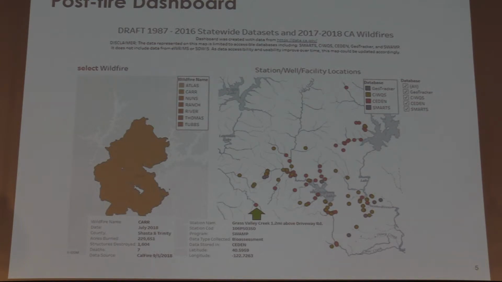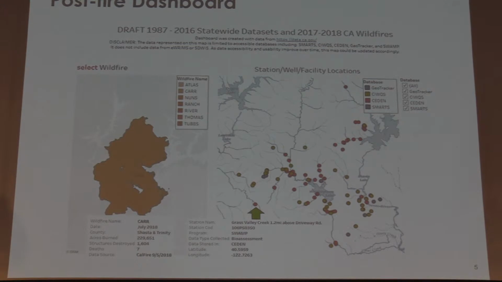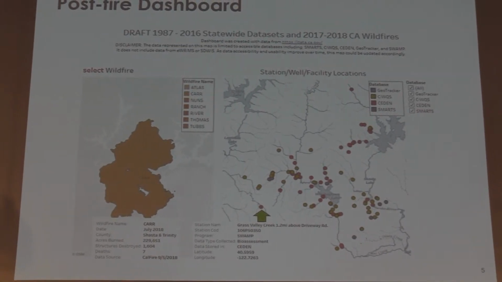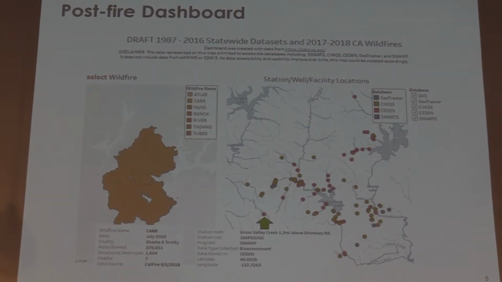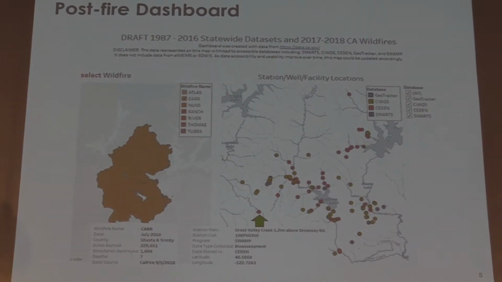The next visualization I'll go over is this post-fire dashboard, and it was created with data that's stored in the California Environmental Data Exchange Network, the California Integrated Water Quality System, the Stormwater Multiple Application and Report Tracking System, and GeoTracker databases. So these are all the multiple databases that are being maintained at the state water boards, and all this data has been uploaded to the Open Data Portal. So I download data from that portal to create this visualization.